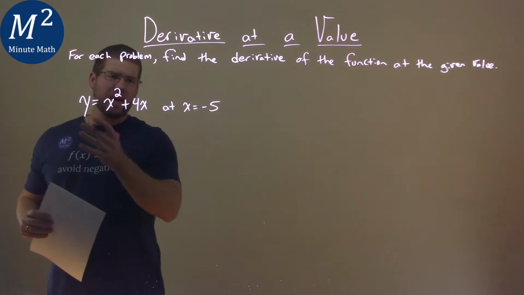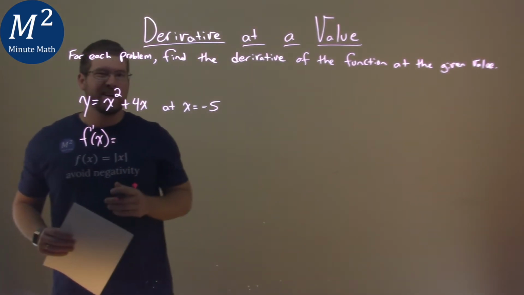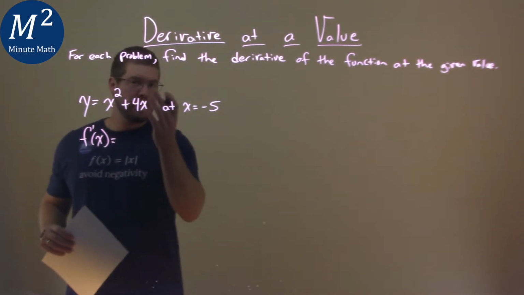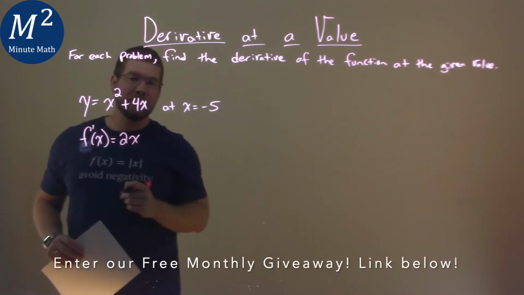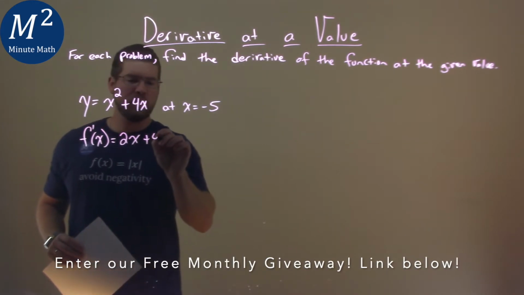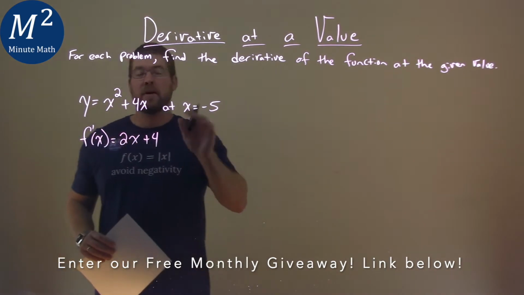So if this is my f of x, we'll call it f prime of x. To take the derivative, we go through each part. Use the power rule here. x squared becomes 2x, and the derivative of 4x is just a 4. Not too bad. Now we want to find the derivative at the value of negative 5.